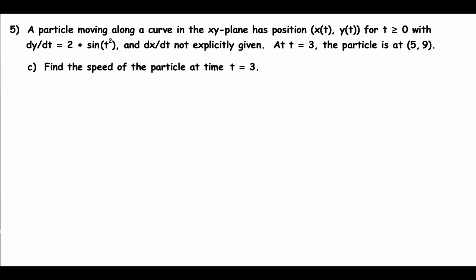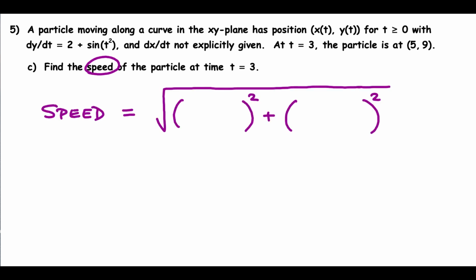Oh, another question about speed. Wouldn't you know it? Let's get the speed formula written. The formula for speed, of course, is the square root of dx/dt squared plus dy/dt squared. The speed has to be positive. And of course, we don't want dx/dt and dy/dt written out that way because we know what they are at time t equals 3. So we're going to use that instead.